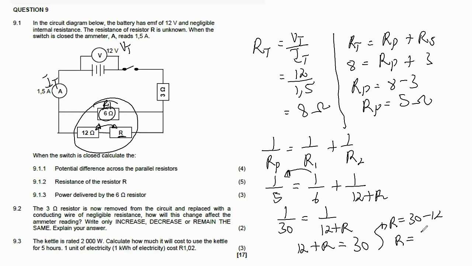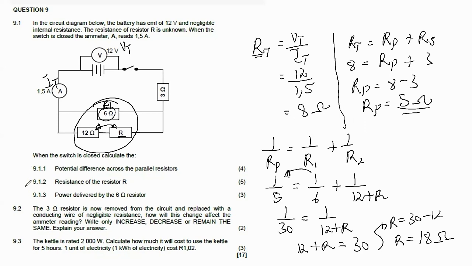Then our R is going to be 18 ohms, right? So we find our resistor R for a total of 5 marks. So all the steps were worth it. 5 marks, guys. So number 1, we get the R total. We find that it is 8 ohms. From that R total, we subtract the resistance in the series, which will lend us to 5 ohms for the resistors in parallel. And then now we do the formula for the resistors in parallel in order to find our resistor R. That's how you were just supposed to tackle that one.